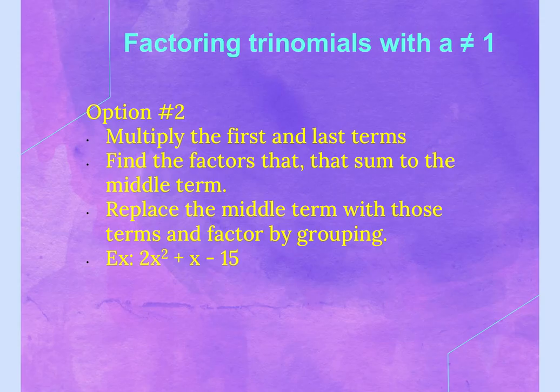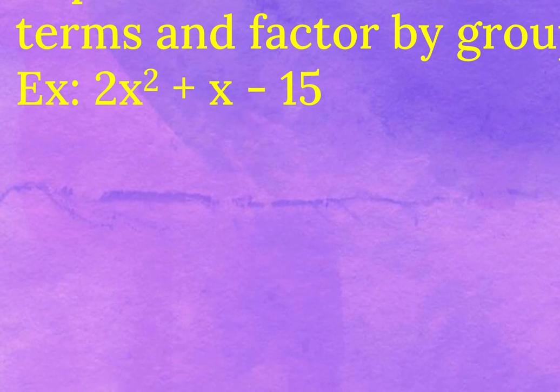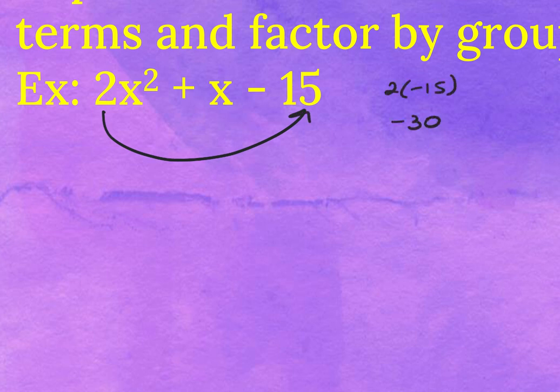So option 2, we call first and last just as a shortcut, okay? But the process is to multiply the first and the last terms together and then find the factors of that sum to the middle term. Replace the middle term with those two factors and then factor by grouping. So I multiply first times last, 2 times negative 15, and I get negative 30. Sign has to go with it, so be careful.